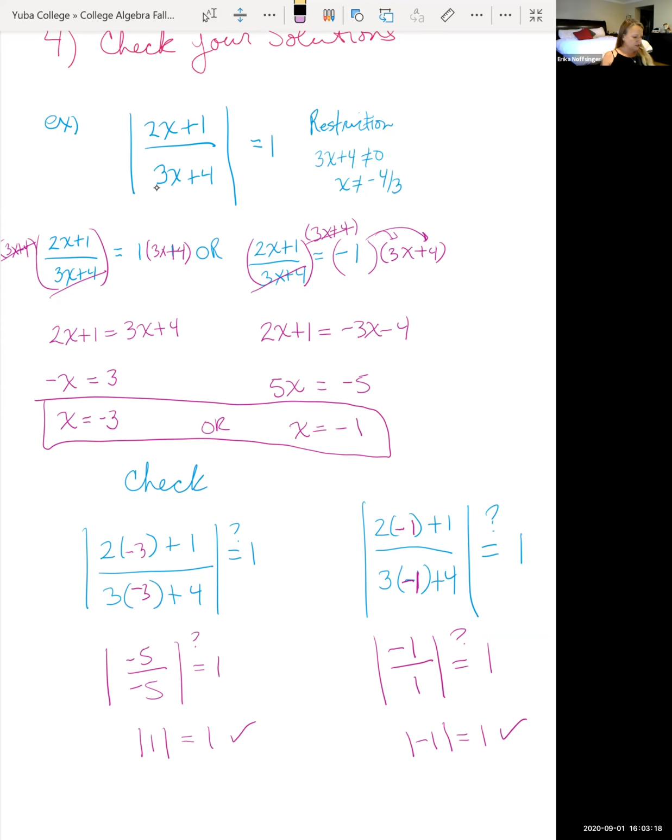So we have our solution. They wrote theirs in set notation, so they put that the solution here is -3, comma, -1. Either way.